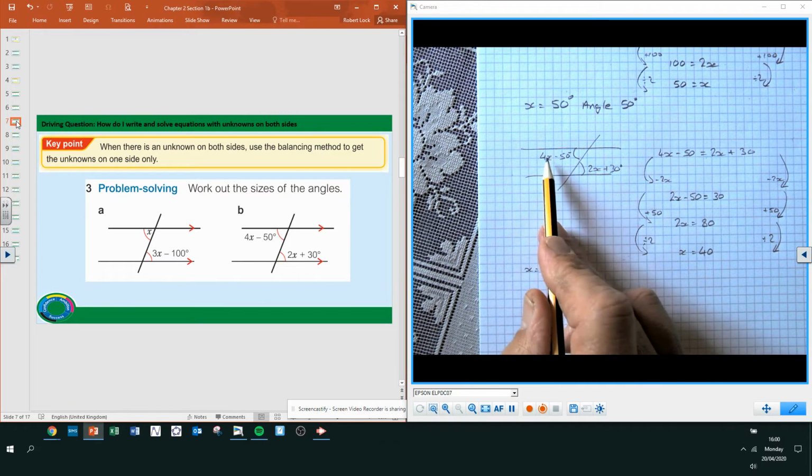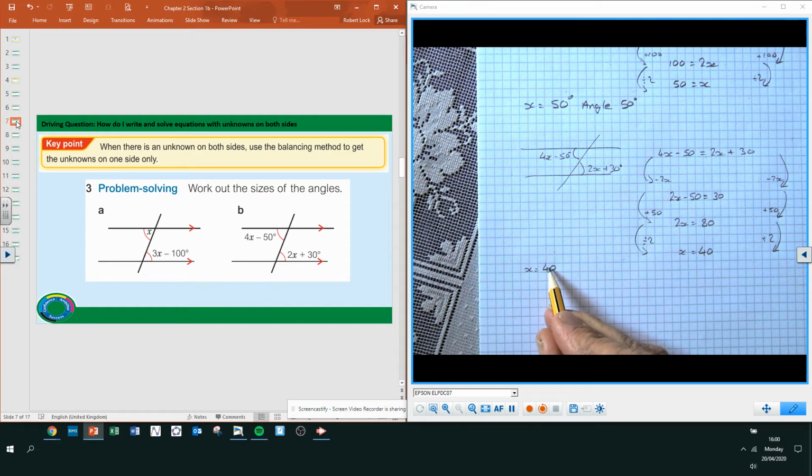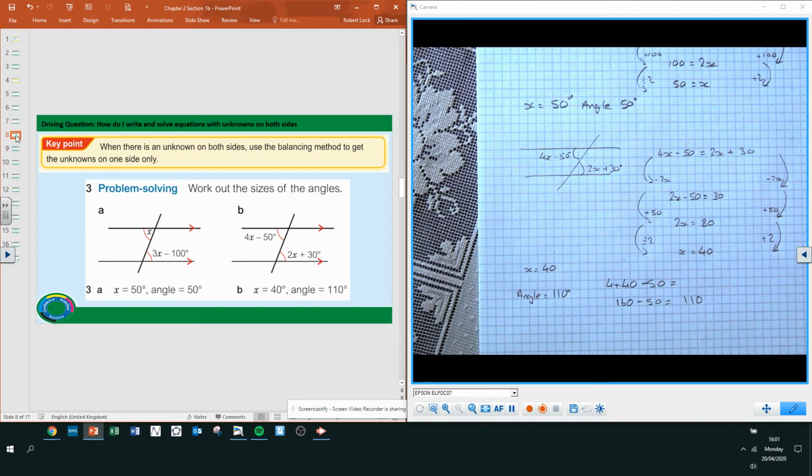Well, here, 4x. So where x is, we substitute now. So 4 times 40, take away 50. 4 times 4 is 16, plus a 0, 160. Take away 50 equals 110. So the angle is 110 degrees. 110 degrees. And here's your answers.